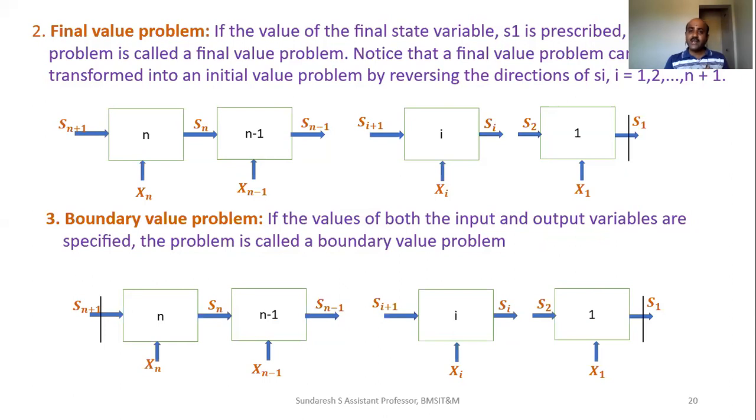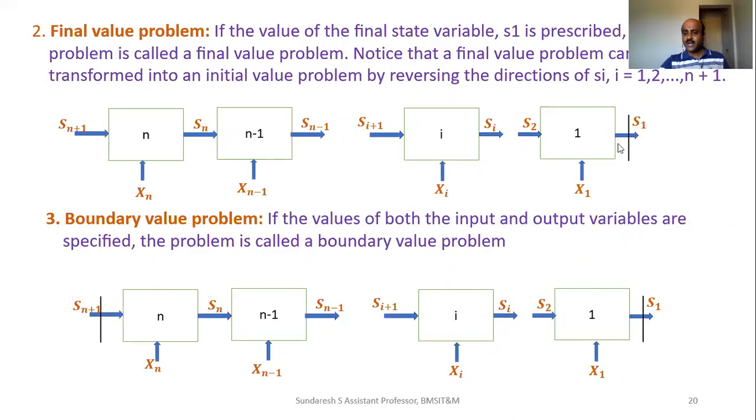In this problem, look here: S(n+1) is the initial state variable, whereas S1 is the final state variable. If you prescribe the final state variable, then the problem is called a final value problem. You can see the representation here. In this process, S1 is the final state variable, and since its value is prescribed, the representation is by just drawing the perpendicular line to the arrow shown.